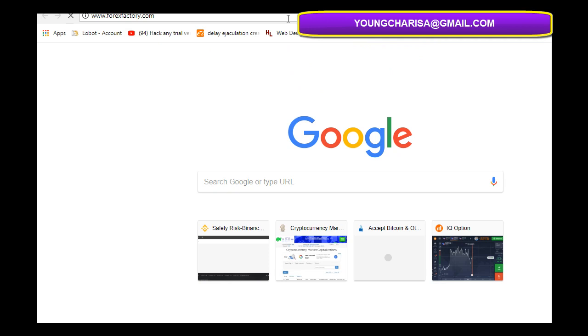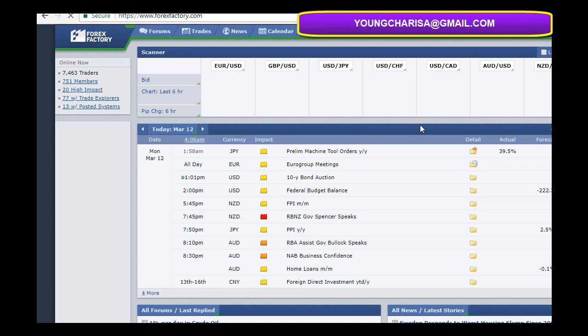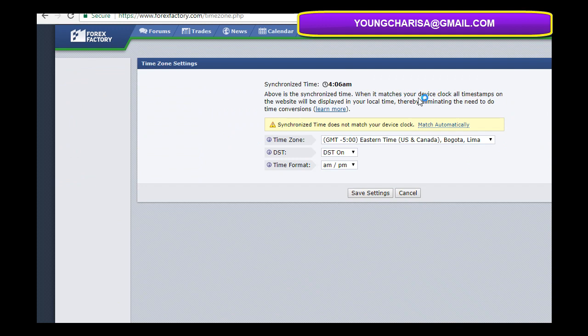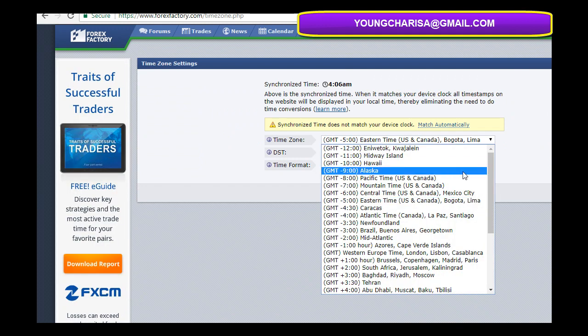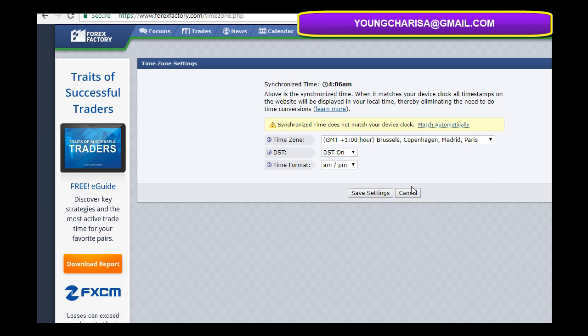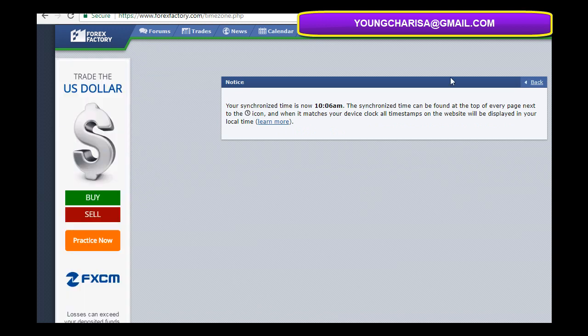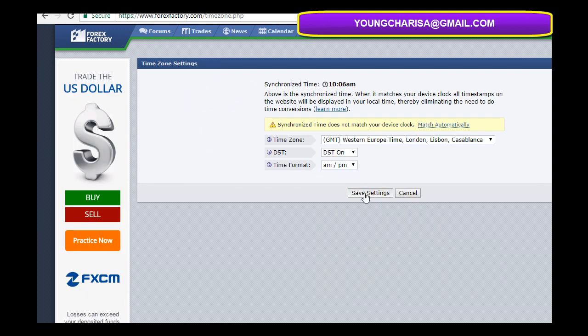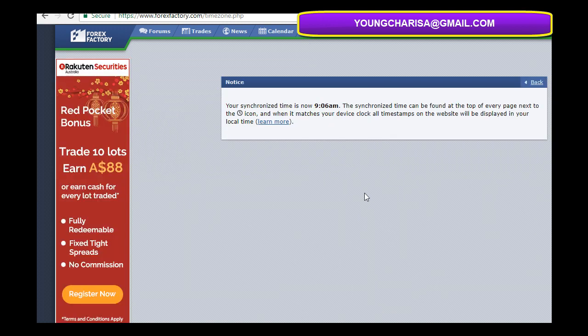www.forexfactory.com. Today, what's the time now? I have to change this time to what our time here says. I'm in GMT plus one zone. It says 10:06, but I'm not on 10:06. Then I will take it back to GMT and share time with London. 9:06. Good. Then I will click on calendar.